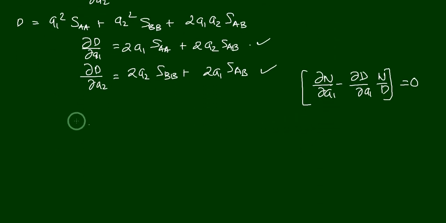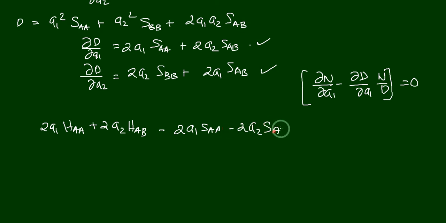Then what will dou n by dou a1 be? Dou n by dou a1 we can substitute as 2a1 HAA plus 2a2 HAB. That is dou n by dou a1. Then minus dou d by dou a1, which is 2a1 SAA plus 2a2 SAB, into n by d. N by d is numerator by denominator, that is E. That is equal to 0.